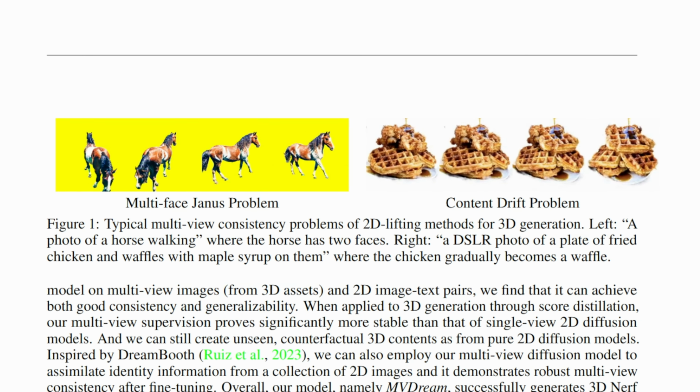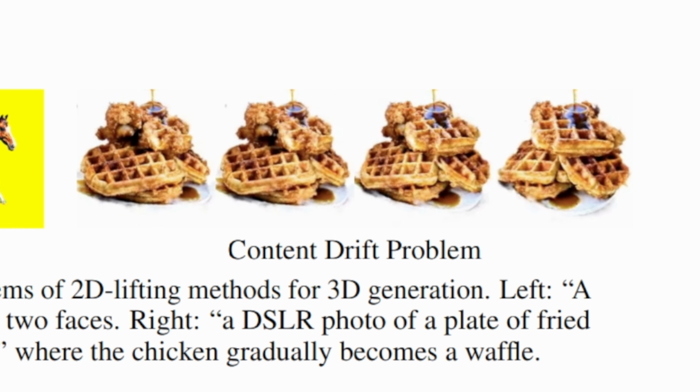The second issue of content drift is a situation in which the prompt and the output start to diverge in their understanding or meld together. So in figure 1 here, it says that you want a photo of a plate of fried chicken and waffles, but you have fried chicken on the top, but it slowly melts together and becomes a waffle, which is what you don't want.